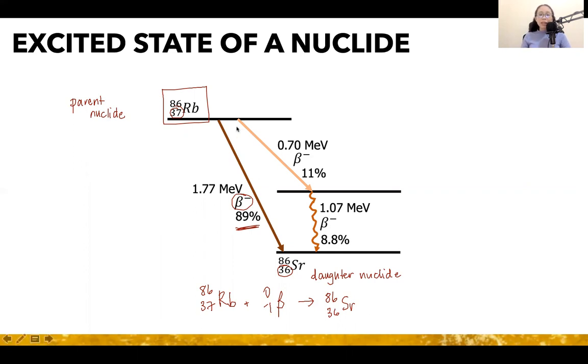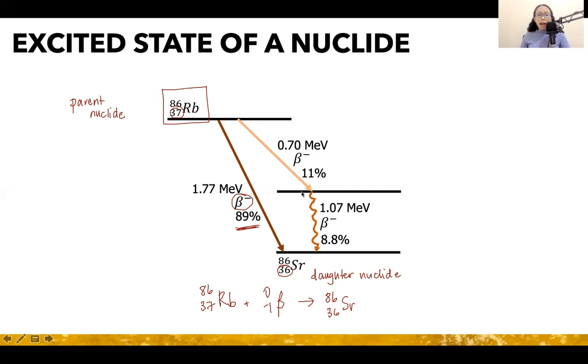So you notice here, there is another arrow pointing to another energy level, and it says there 11%. So this means that 11% of our rubidium 86 undergoes a different pathway. It's the same, it's beta. A beta particle is involved as shown here, and the energy involved is 0.7 mega electron volts.